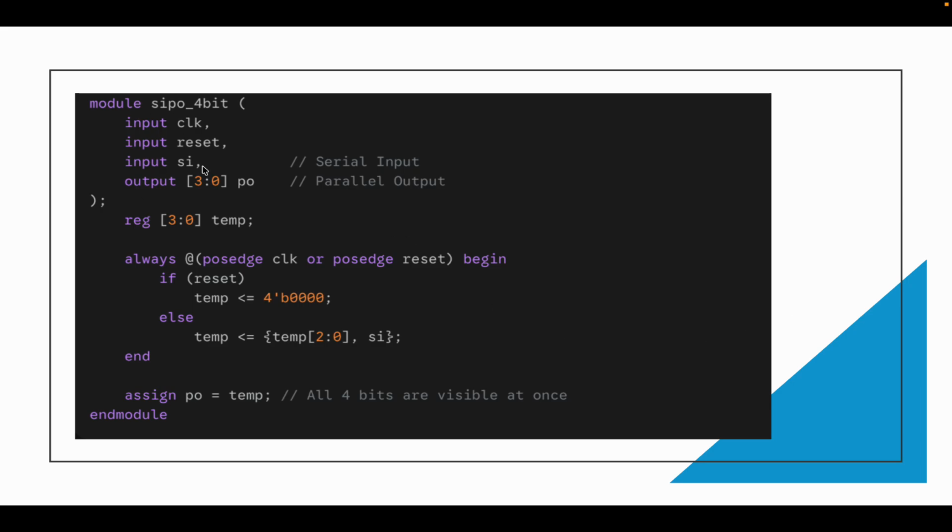So let us see how to write the code for SIPO. It is very similar to whatever we wrote for our SISO, but the only change is the output. Here we have parallel out. So directly, whatever is in the temporary variable will be assigned to this output. This is how it is going to work. All 4 bits will be available at once.